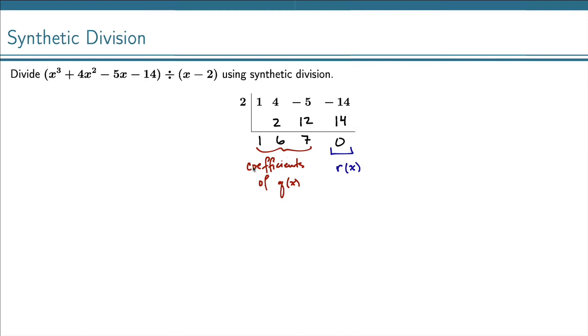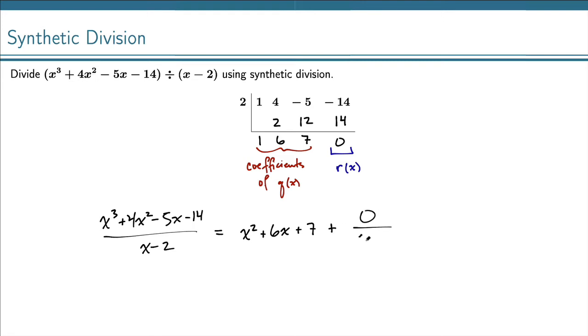So what that means then is when we do this division, if I write this in an actual fraction form, that's x cubed plus 4x squared minus 5x minus 14 over x minus 2 equals the quotient. So these are my new coefficients. It's going to be 1x squared plus 6x plus 7. You'll notice the degree of this polynomial is 1 less than the degree of the dividend, and that's always going to be the case, 1 less than what you started with. Then plus the remainder over the divisor. Now, since our remainder was 0, this term actually just disappears.